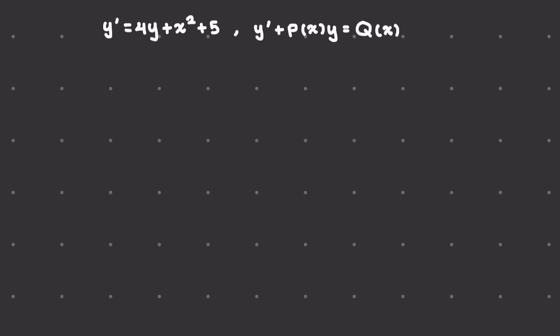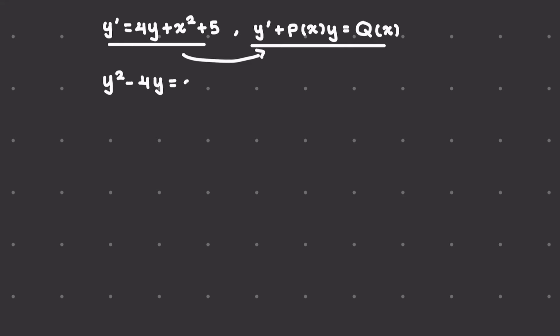Hi everyone, we're back with example number 2 for first order linear differential equation. What we have here is the derivative of y equals 4y plus x squared plus 5. Don't panic, because what we want to do is just to make this equation into the first order linear differential equation general form. So we subtract both sides by 4y, and it will give us y prime minus 4y equals x squared plus 5. Right here, we're good to go to solve this linear differential equation.